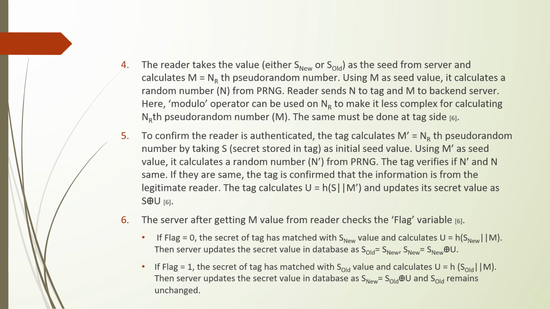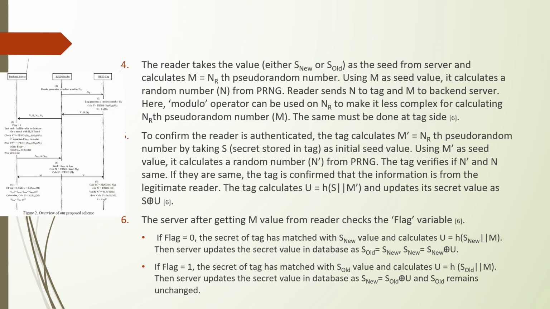And for the second possibility, if the flag is 1, the secret of the tag has matched with the S old value and it calculates U, that's a hash of S old concatenated with M dash. The server updates the secret value in the database as S new and S old, where S new will contain S old XOR U, and S old remains unchanged. So these are steps 4, 5, 6.